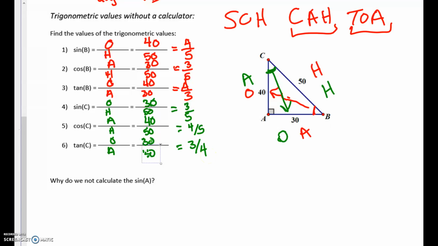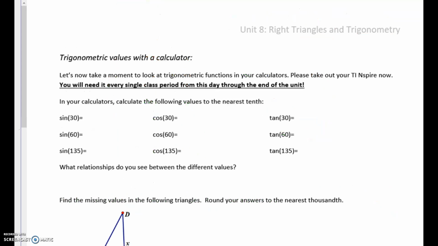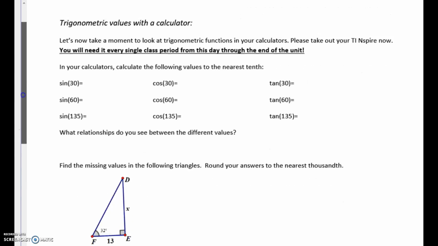So now, why don't we calculate sine of angle A? Well, if you notice, angle A is my right angle. Angle A is a right angle. And at this moment, the opposite side is the same side as the hypotenuse. So it wouldn't make any sense. So that's why we don't do it. All right, let's take a look at how to do this with a calculator.